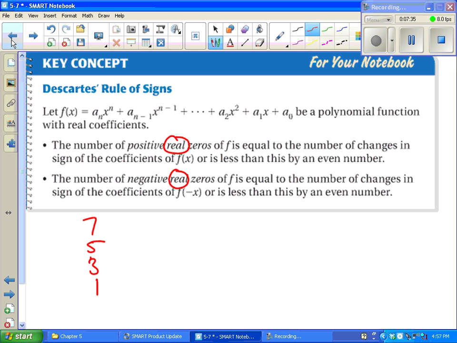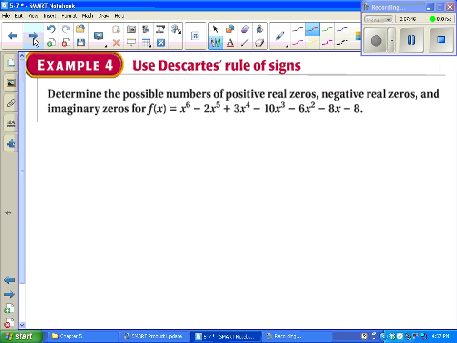And before I do that, let's talk about the negative zeros. They're a little harder. We have to go in and plug negative x into the original problem, and then count the sign changes again. We'll see what that looks like in the next example.